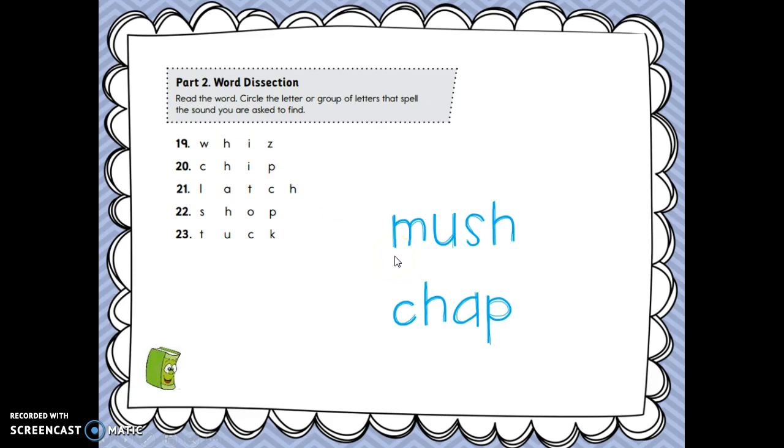This word says mush. So I might say circle the sh in mush, and you would circle the sh together. Sh. Or if I said, read this word, chap, circle the ch, you would circle the ch together. That is part two, word dissection.